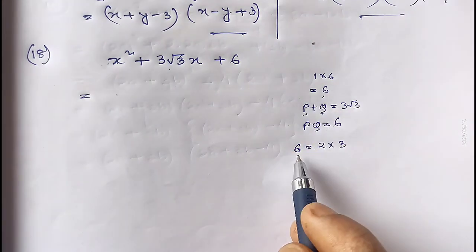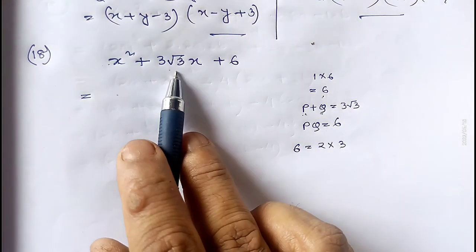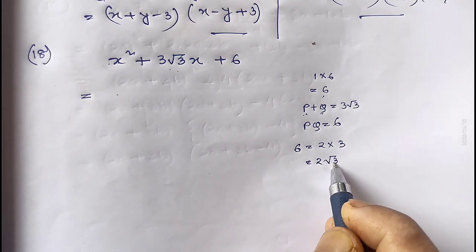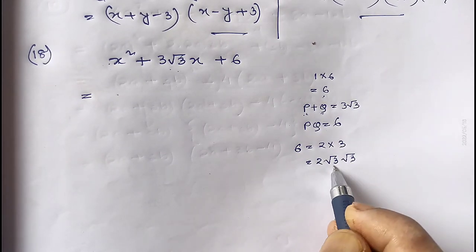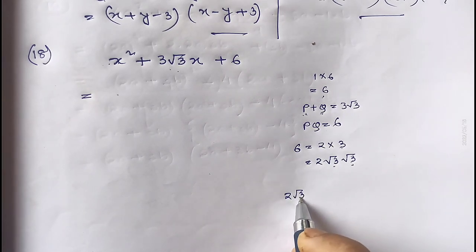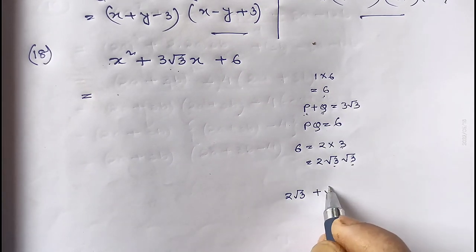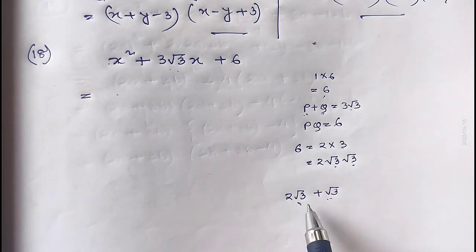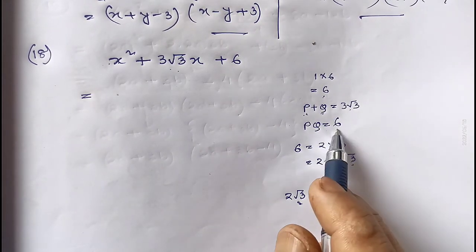This 6 can be written as 2 into 3, and since we need root 3, we can write it as 2 root 3 into root 3, because root 3 into root 3 is 3. Now we got two numbers, one is 2 root 3, another is root 3. If I add these two, I am going to get 3 root 3, and if I multiply these two, I am going to get 6.